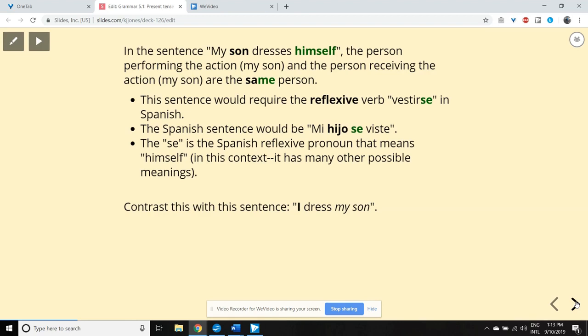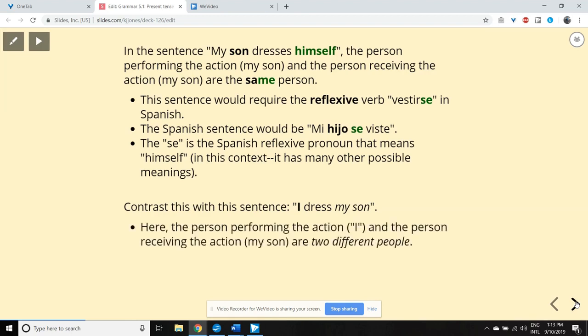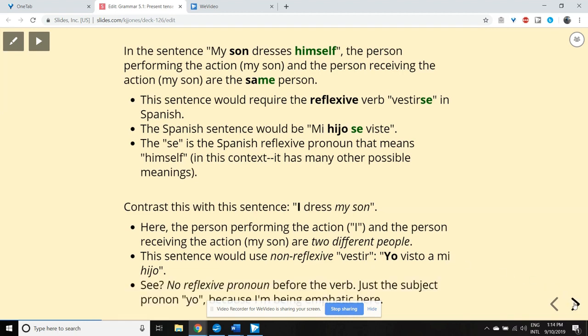Let's contrast this with the sentence, I dress my son, okay? Here, the person performing the action, I, and the person receiving the action, my son, are two different people. This sentence would use non-reflexive vestir in its Spanish version. And let's look at that. Yo visto a mi hijo, right? There is no reflexive pronoun before the verb. There's no me here after yo and before visto. There's just the subject pronoun yo. And that's because I'm being emphatic here. I am indeed saying, I dress my son, right?